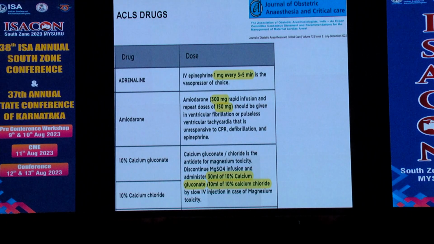IV epinephrine 1 milligram every 3 to 5 minutes is the vasopressor of choice. Amiodarone 300 milligram rapid infusion, followed by 150 milligram infusion, in case of refractory VF or pulseless VT. If the cardiac arrest is suspected to be because of magnesium sulfate toxicity, stop the magnesium sulfate infusion. 30 ml of 10% calcium gluconate or 10 ml of 10% calcium chloride is to be administered intravenously.